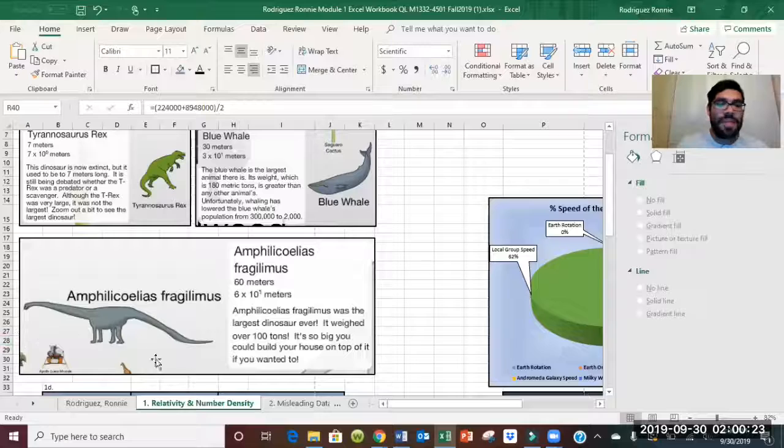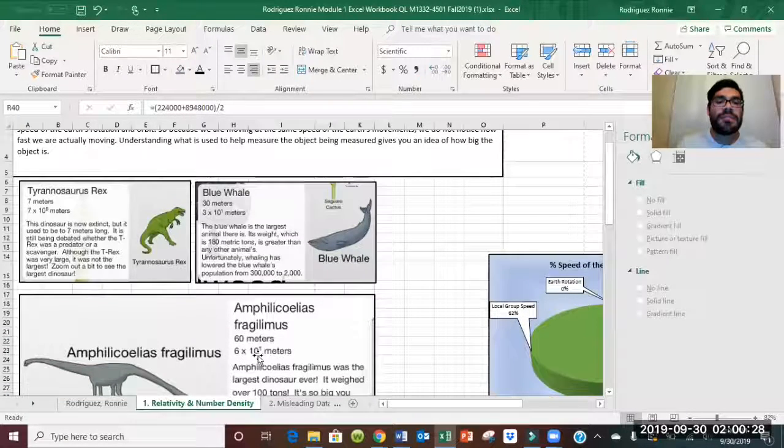This dinosaur, whose name I will not even attempt to pronounce, he or she is 6 times 10 to the 1 meters, so it makes him 60 meters. And you can see this first number here has no real determination on how big they are, because this is a 7, this is a 6, and this is the smallest, and this is the biggest out of the three. But it has to do everything with that exponent there.